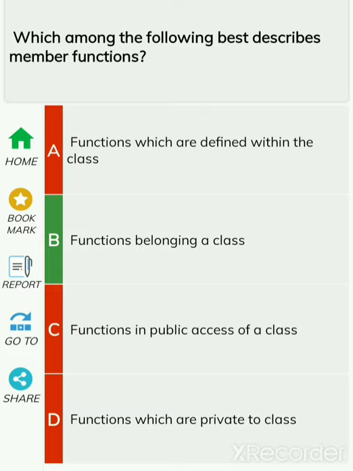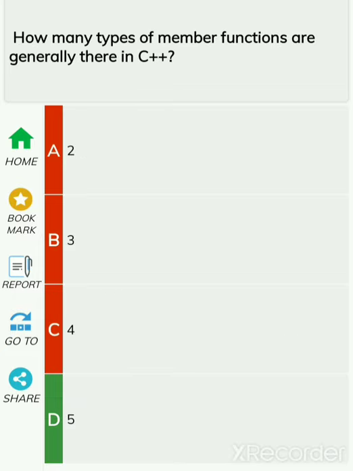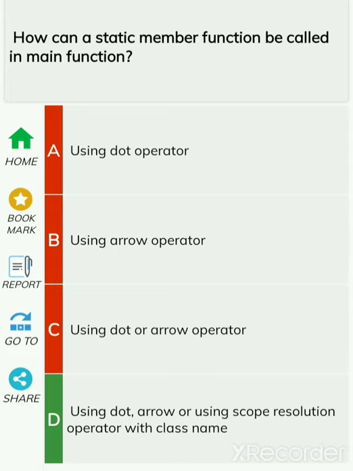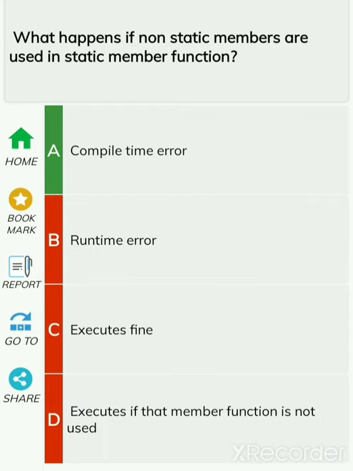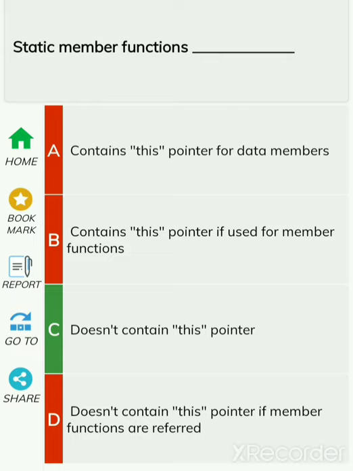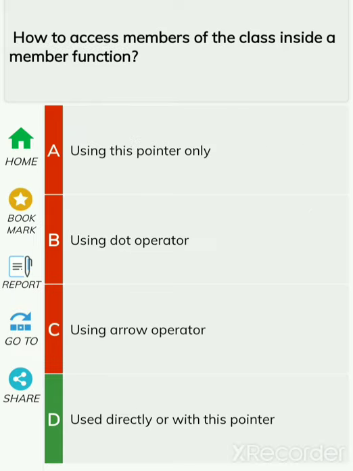Functions belonging to a class. How many types of member functions are generally there in C++? 5. How can a static member function be called in main function? Using dot, arrow, or using scope resolution operator with class name. What are inline member functions? Member functions whose definition is expanded in place of its call. What happens if non-static members are used in a static member function? Compile time error. Static member functions do not contain this operator.